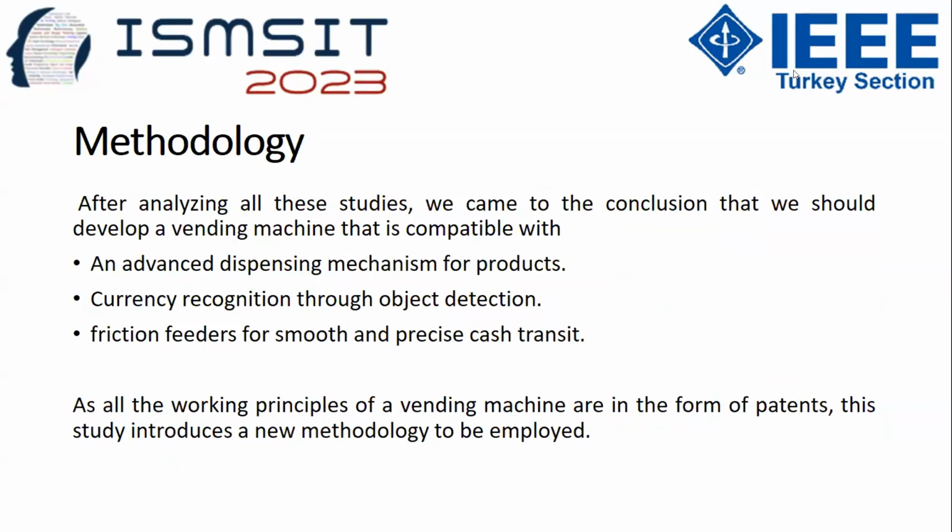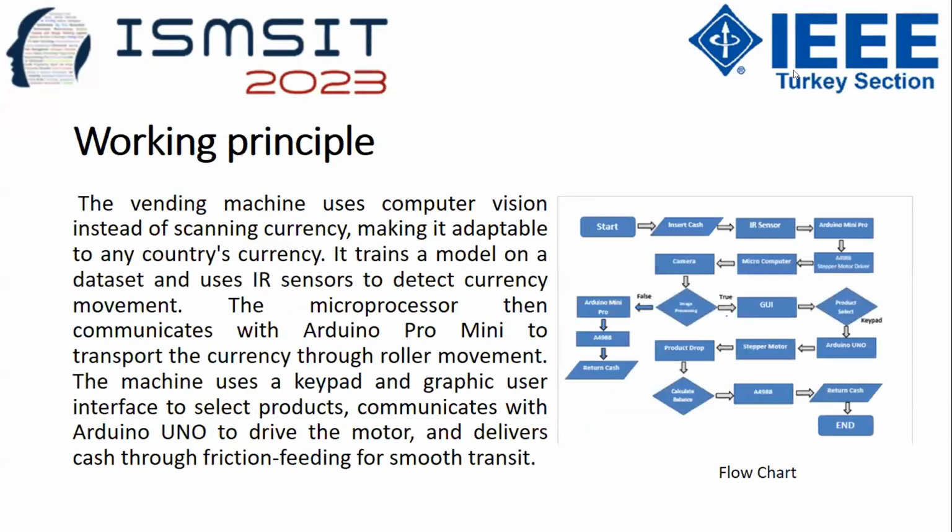The methodology we use for this prototype is, after analyzing all these studies, we came to the conclusion that we should develop a vending machine that is compatible with an advanced dispensing mechanism for products, currency recognition through object detection, and friction feeders for smooth and precise cash transit. As all the working principles of vending machines are in the form of patents, this study introduces a new methodology to be employed. The working principle.